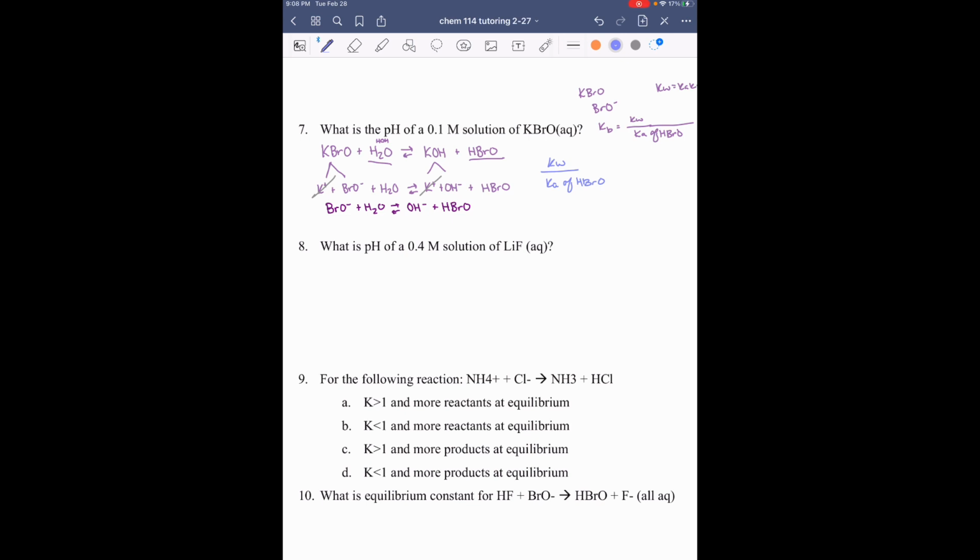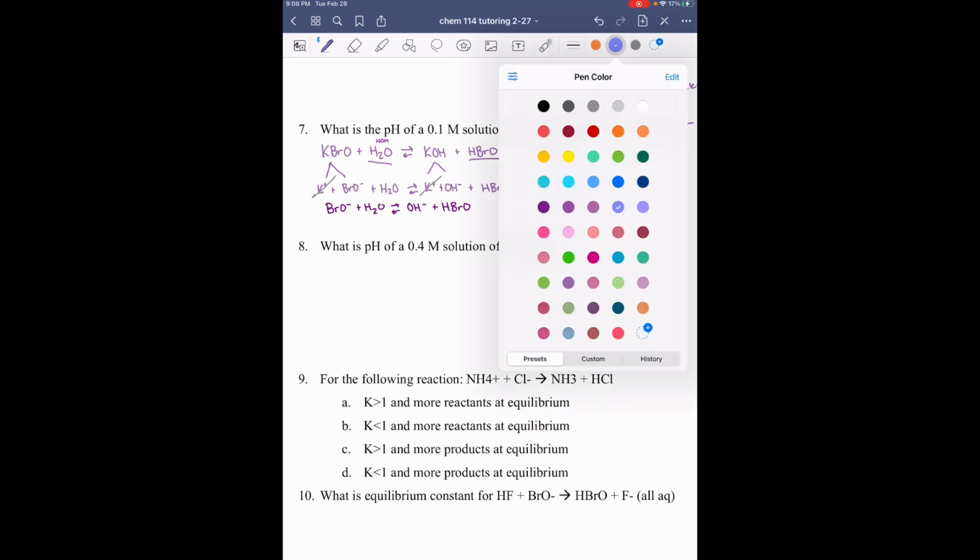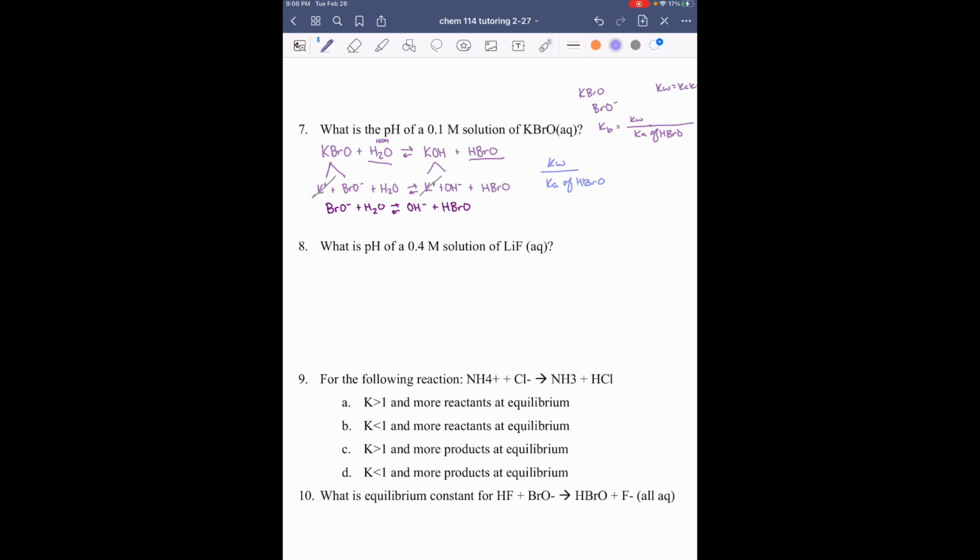So then we do our RICE table. I'm running out of purples. So, 0.1 molar solution of KBrO. It's going to be a makeshift one because I don't have room, so I'll do RICE. I don't need the change right now. 0, 0. And then we're still going to have basically 0.1 - x, x, x.